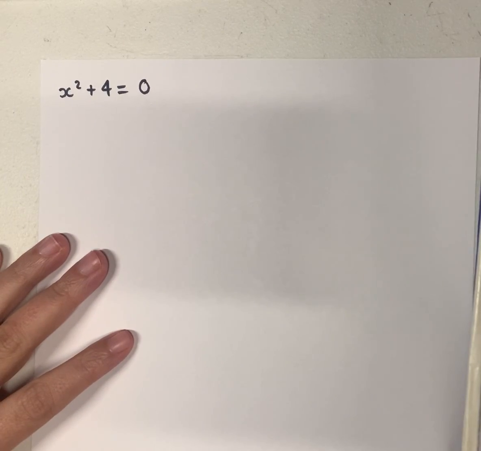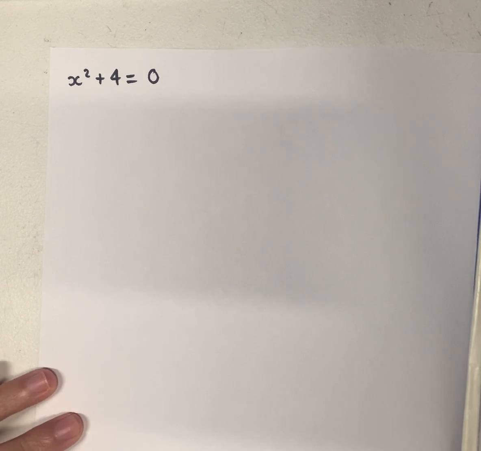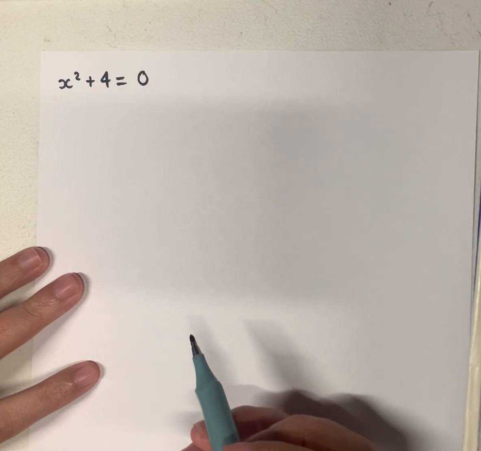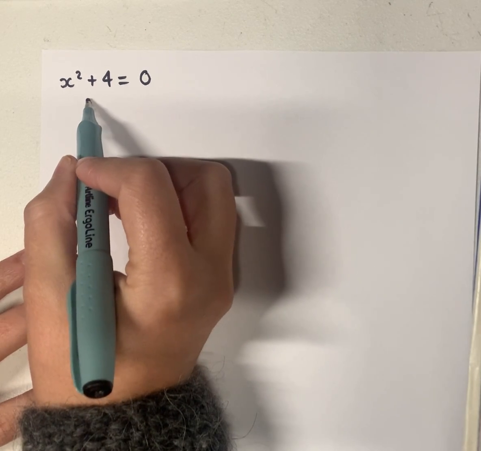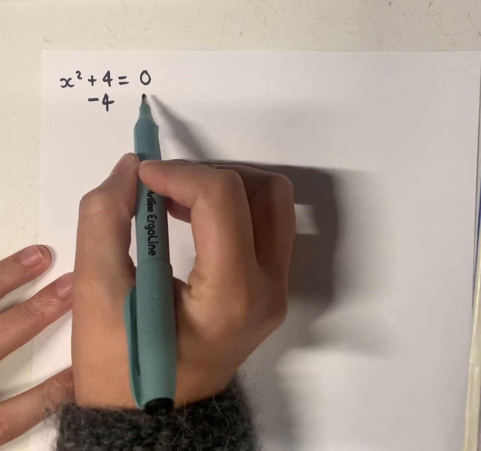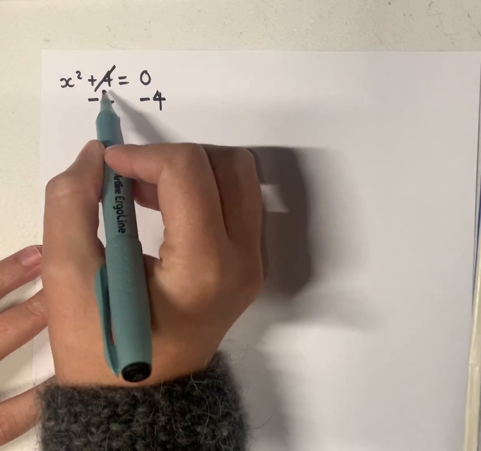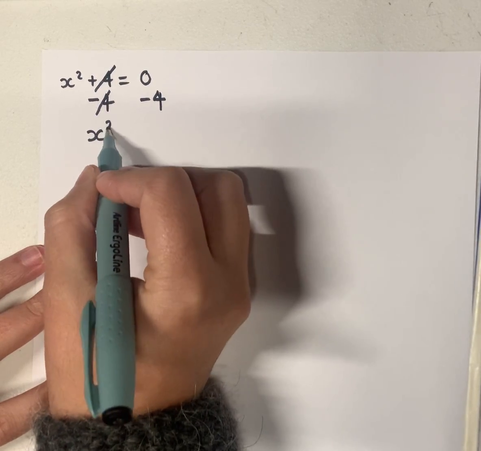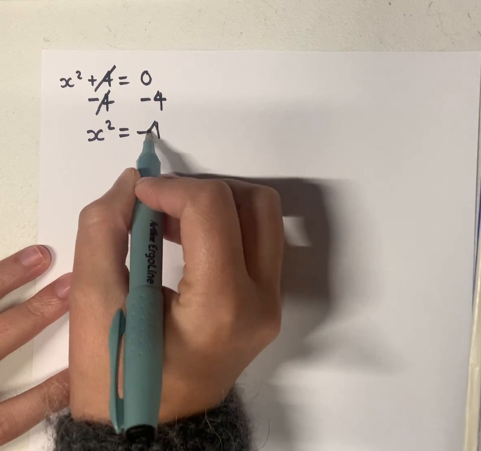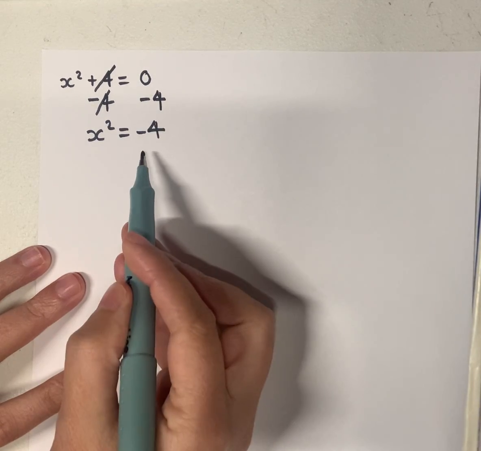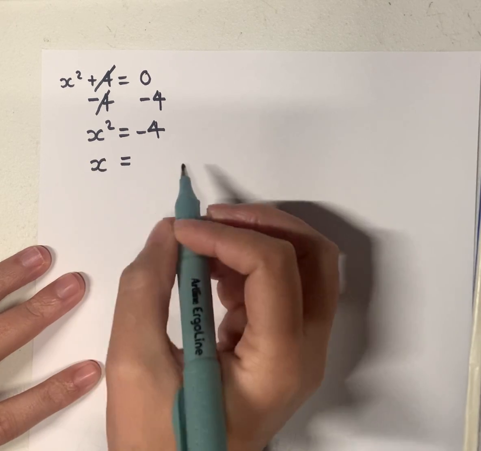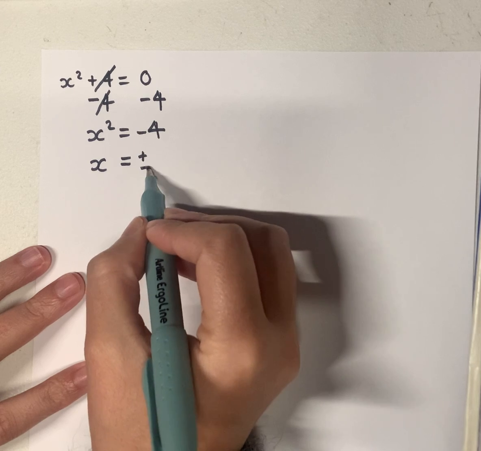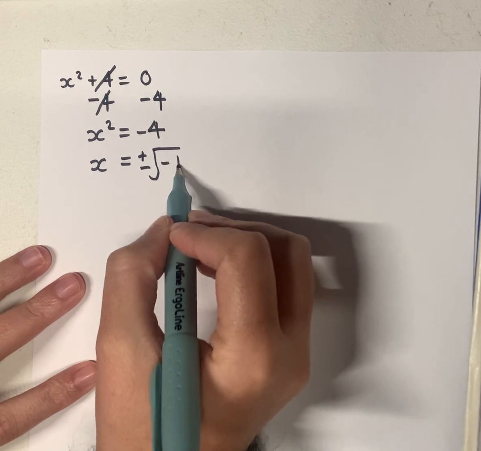And lastly, let's look at this example here. Now this is an interesting one. It looks very simple, so let's just try and solve it and see what happens. So we'll isolate x squared. X squared is equal to minus 4. And now we just need to take the square root of both sides. Square root of the left is just x, and the square root of the right, well, we need the positive and negative square root of negative 4.